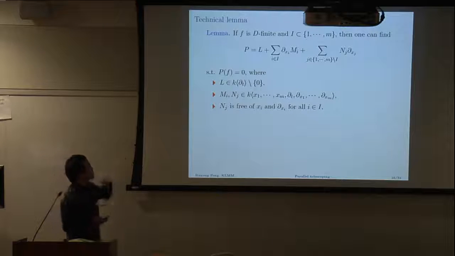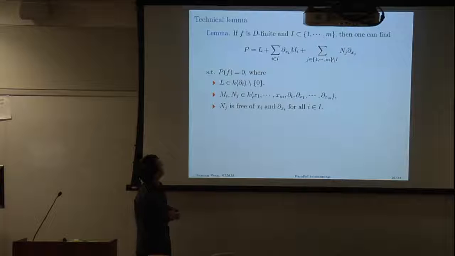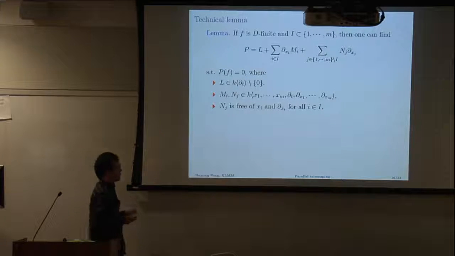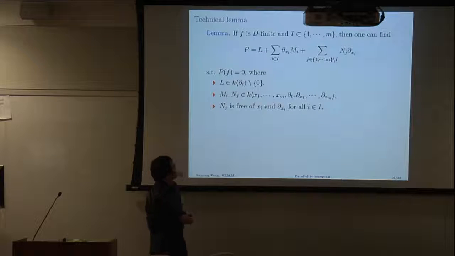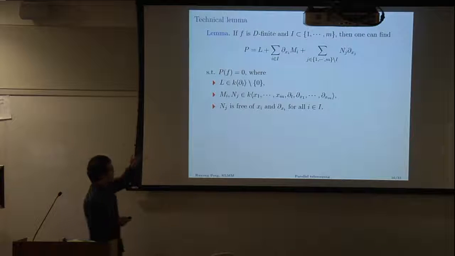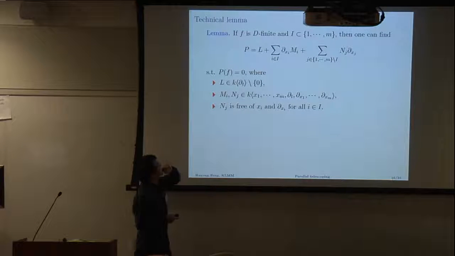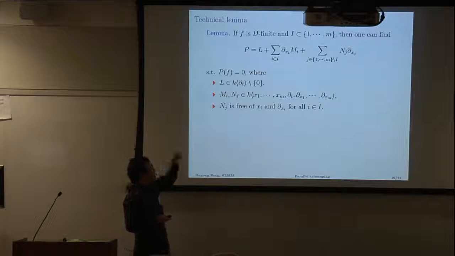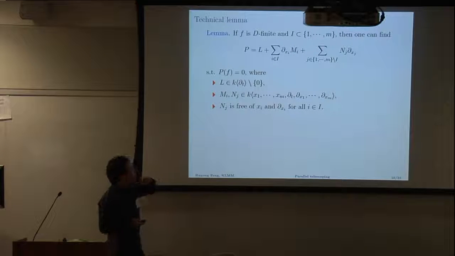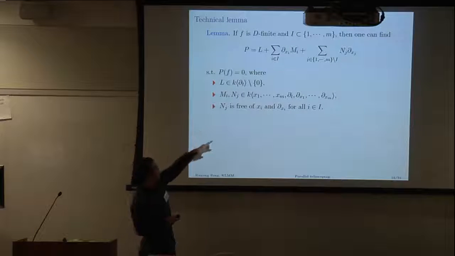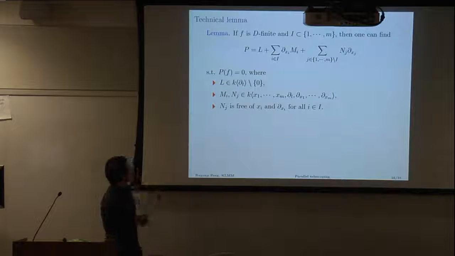Next is a capital technical lemma. And this lemma states that there is a special operator P that annihilates a definite function F. Let F be definite and let capital I be a subset of this set, and then one can find a non-zero operator P of this form such that PF is zero.